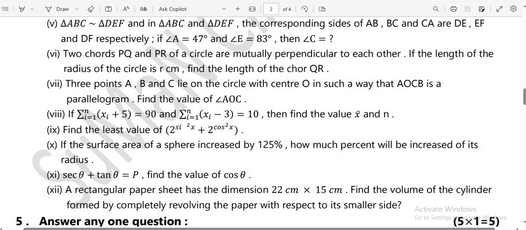Question number 12. A rectangular paper sheet has the dimension 22 cm into 15 cm. Find the volume of the cylinder formed by completely revolving the paper with respect to its smaller side.